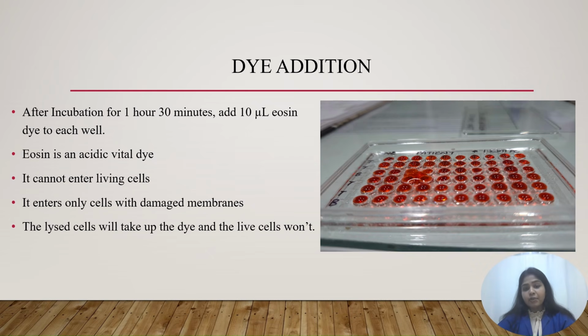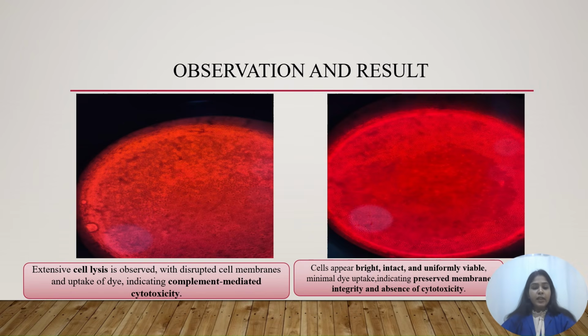The live cells would not take up the dye and will appear bright, and the lysed cells will appear as black spots. Here in the image on the left side you can see there is extensive cell lysis, which indicates the complement mediated cytotoxicity. You can observe the black spots here, thousands of black spots. That means the complement mediated cytotoxicity happened here. And on the right side of the image you can see many bright, intact cells, which shows the absence of cytotoxicity.